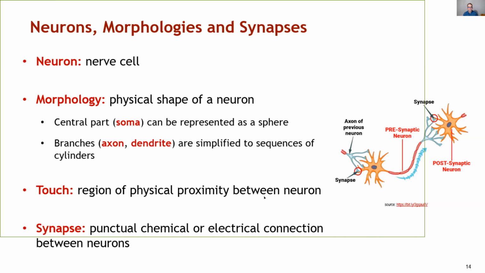end. And when I talk about touch, I more mean like this is a physical region of the neuron where it is close to another one. And then when we talk about synapses, this is more a punctual connection. So in biology, this would be like a small tube that stretches from one part of the neuron to another part of the other neuron.